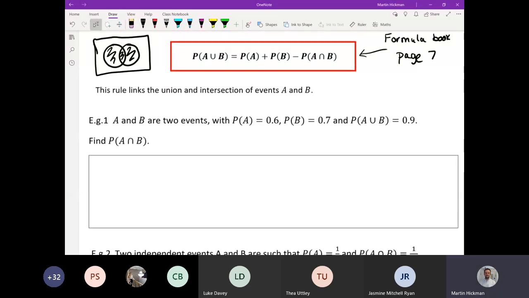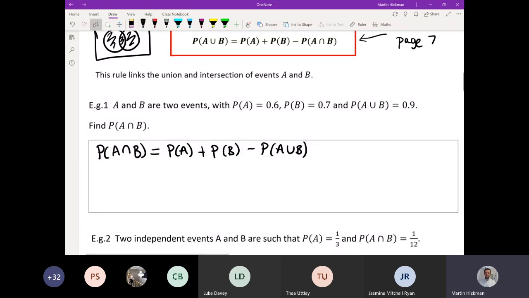We've got two events and we've been given probabilities for A and B, and we're also told the probability of A or B is 0.9. We're asked to find the probability of A and B. So if we look at our formula, this is telling us what the probability of A or B is. We want to find the probability of A and B. So all I'm simply going to do is add the probability of A and B to both sides, and I'm going to take away the probability of A or B, that's in the red box there.